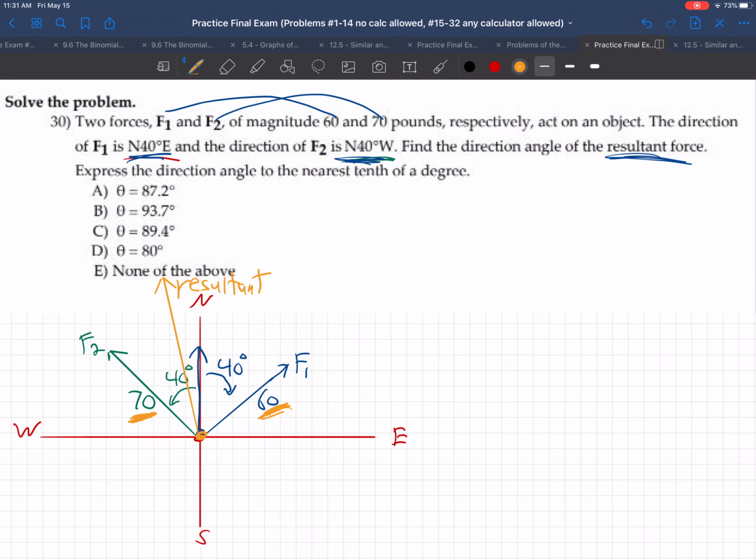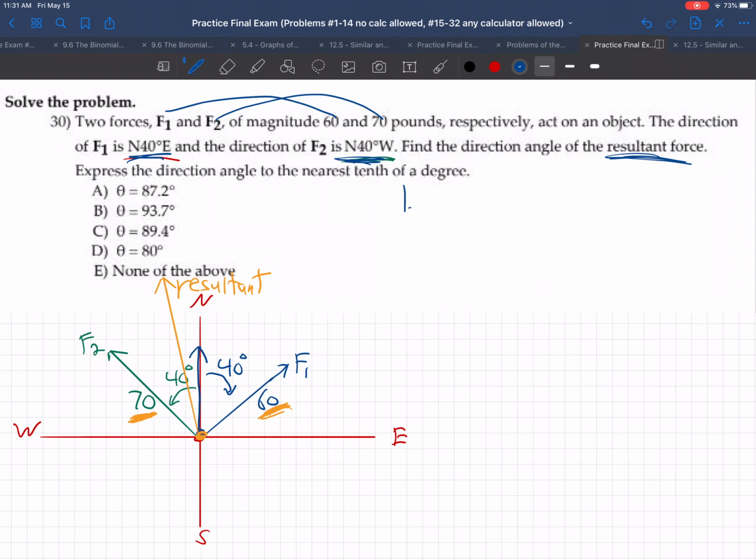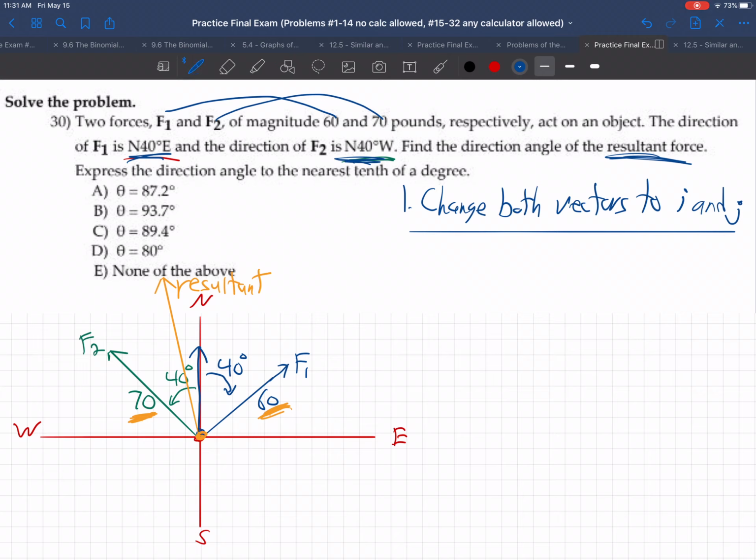They want the direction angle. So what we have to do is a lot of work here. On step 1, we have to change both vectors to i and j. That's going to be a lot of work. So change both vectors to i and j.